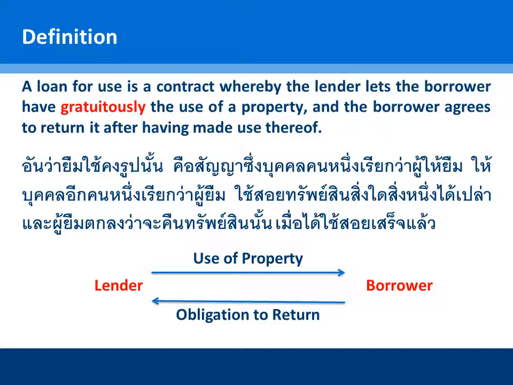For example, if I say, "Can I borrow your car for 1 day?" I borrow the car. After a period of 1 day, I need to give the car back to you. This is a gratuitous contract because I don't have to pay any money. If I pay 100, 1000, 10,000 baht, this would not be loan, this would be rent.